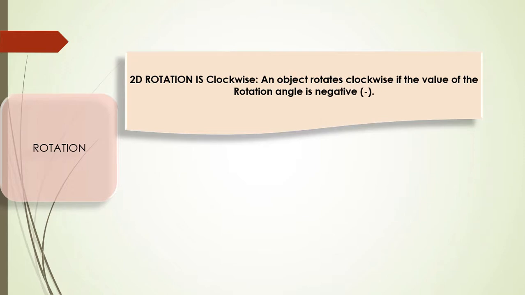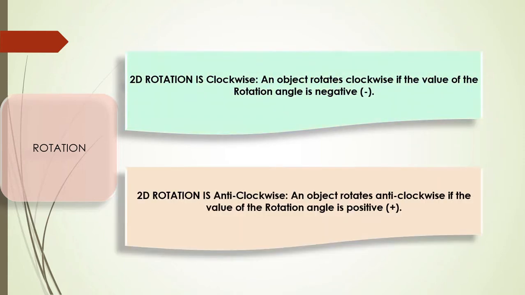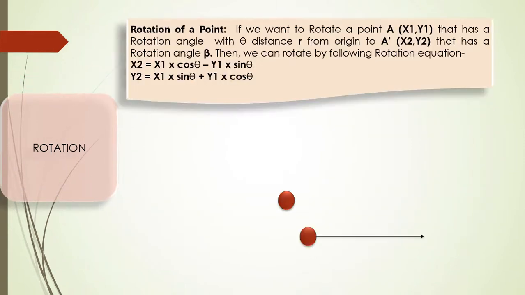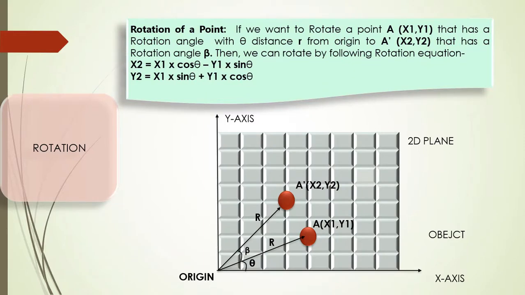Now, rotation is of two types. 2D rotation is clockwise when an object rotates clockwise, if the value of the rotation angle is negative, and 2D rotation is anti-clockwise when an object rotates anti-clockwise, if the value of the rotation angle is positive. So this is about the angles.